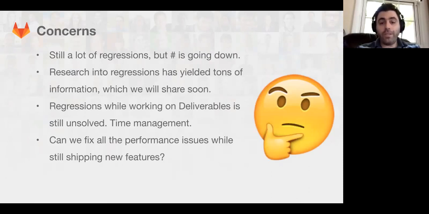Regressions while working on deliverables is still an unsolved problem. It's a time management thing because there's still regressions to do and there's still deliverables to deliver. And right now, the only solution is to do less deliverables. So it's something that we're currently trying to solve. And then the other question is, can we fix all the performance issues while still shipping new features? This is also another time management thing, but it's something that we've been working on.